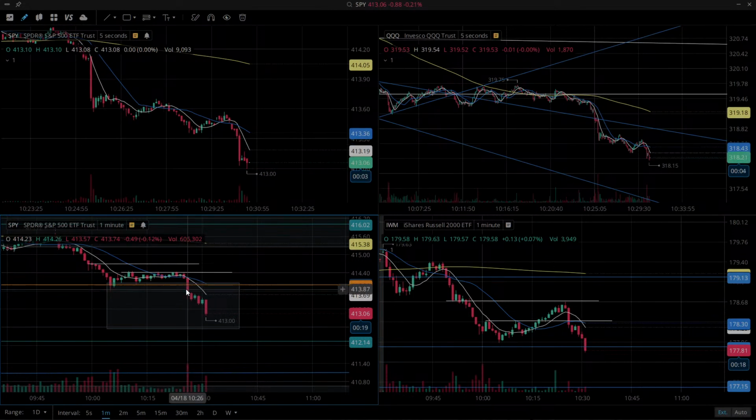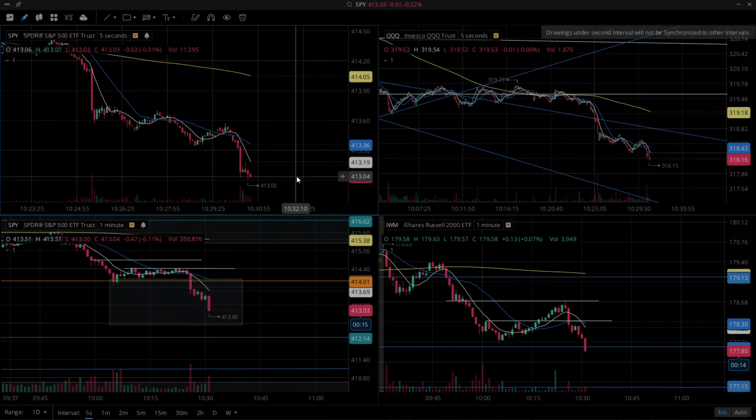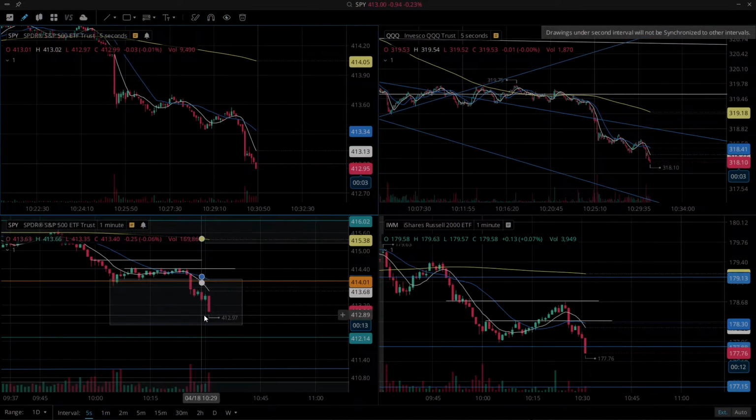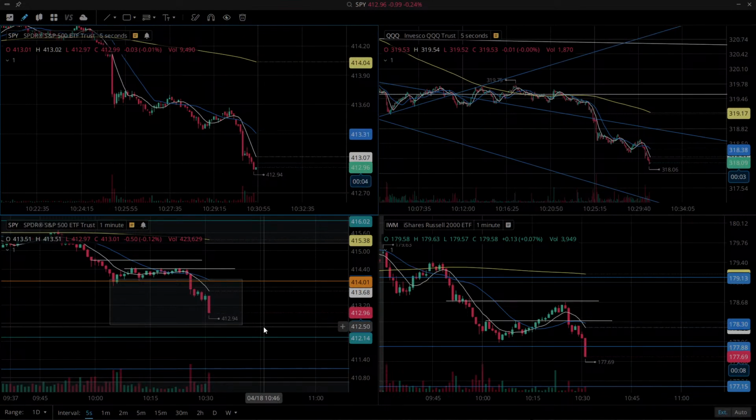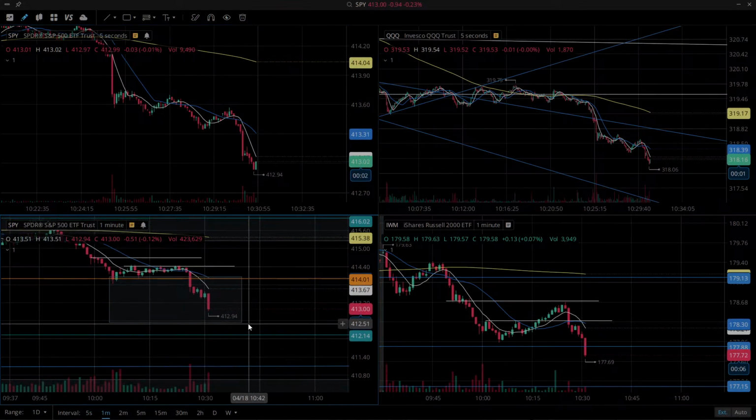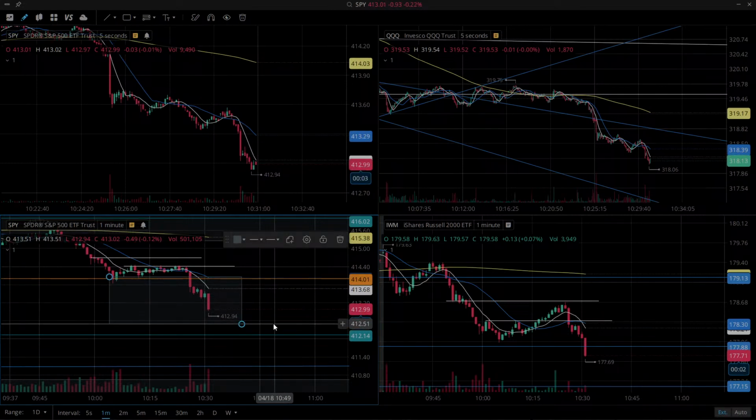But 1 for 1. This bar, that bar. Done. We're still going to fall a little bit, though. I think we got news all the way down to 412.50. Let me adjust that. There we go.